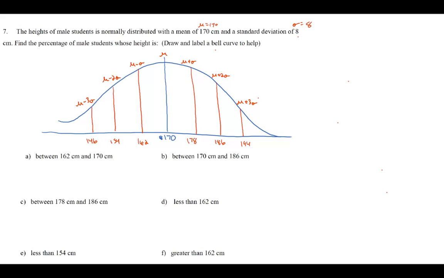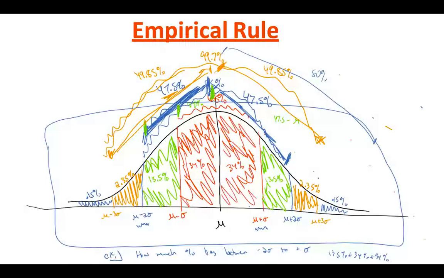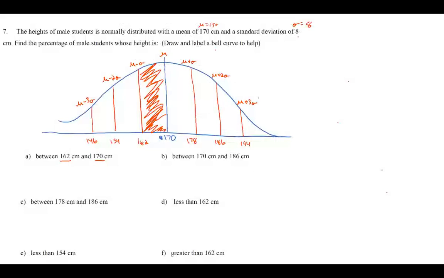All right, so now we're going to figure out some percentages. So the first one asks, what percent is between 162 and 170? So it's basically saying how much is in this shaded area, right? Well, that little graphic we just made, how much is in that first shaded area? Well, that's 34% because it's half of 68%. So I would say 34%. So 34% of the male students had a height between 162 and 170 centimeters.